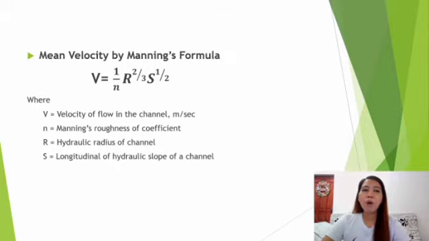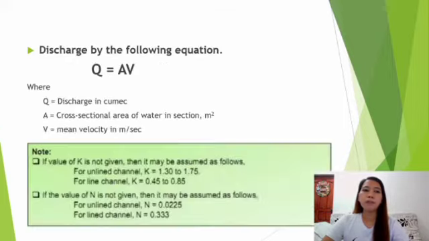V equals 1 over N times R raised to the power of 2/3 times S raised to 1/2, wherein V is the velocity of flow in the channel in meters per second, N is Manning's roughness coefficient, R is the hydraulic radius of the channel, and S is the longitudinal hydraulic slope of the channel. The last equation is the discharge, which we are already familiar with: Q equals AV, wherein Q is the discharge in cubic meters per second, A is the cross-sectional area of water in the section in square meters, and V is the mean velocity in meters per second.